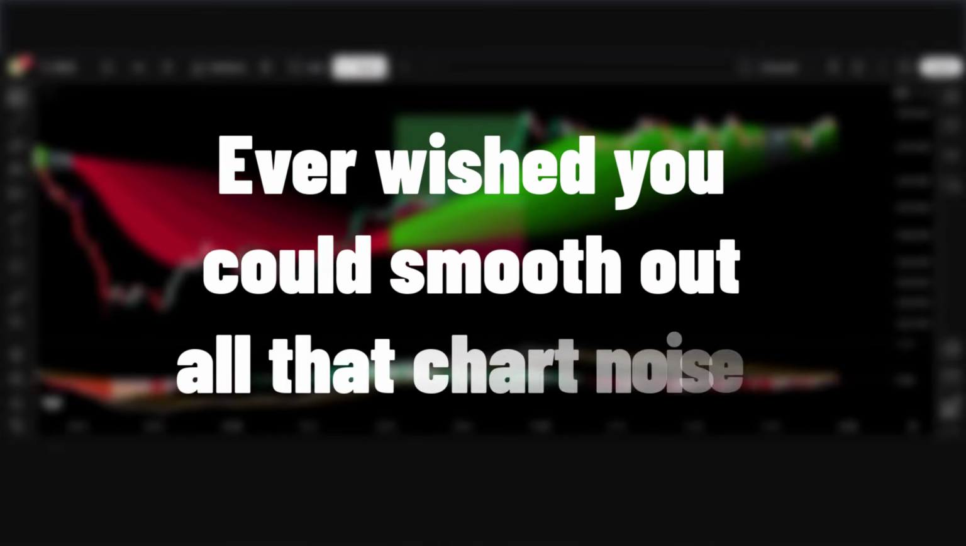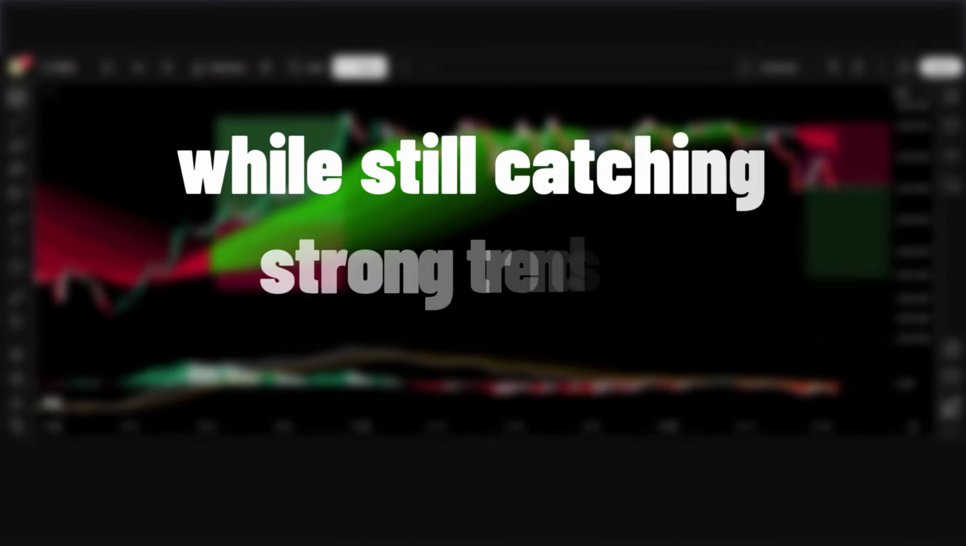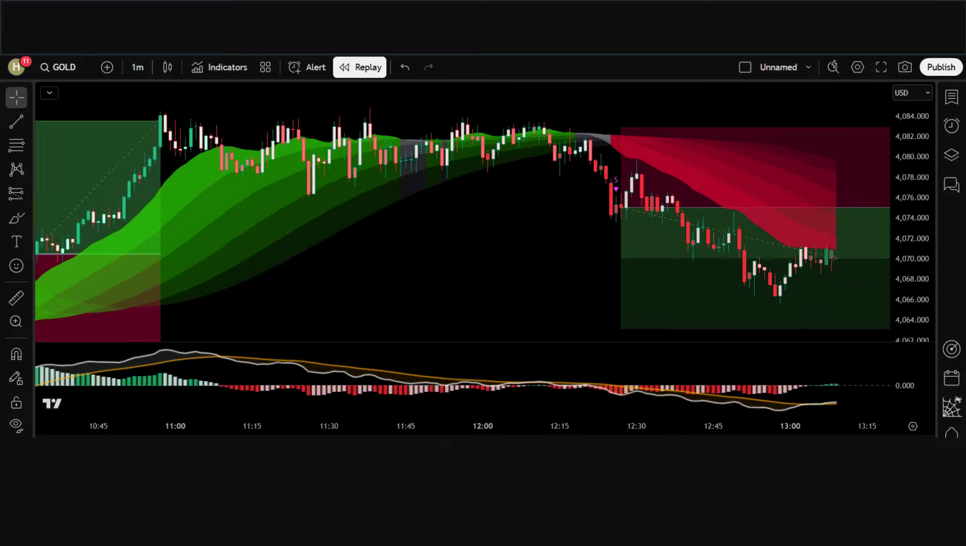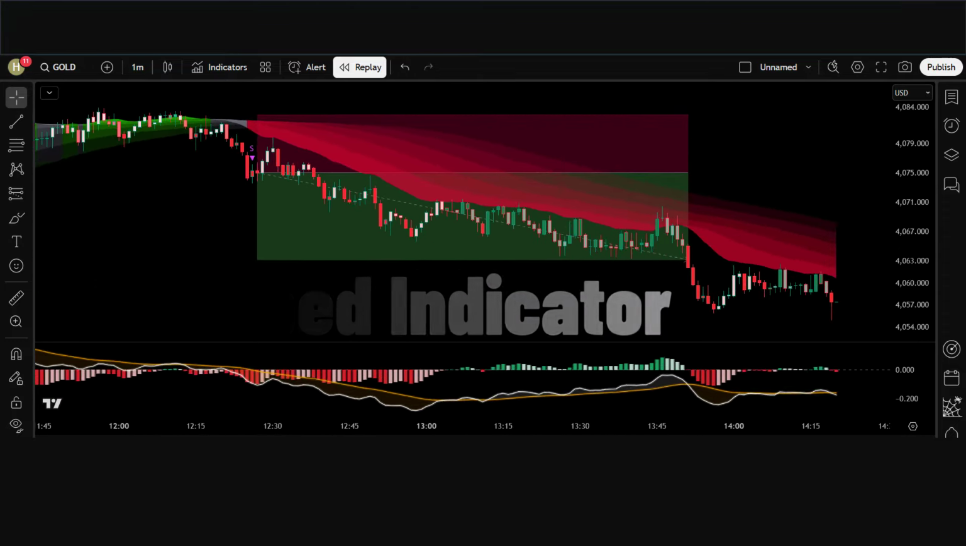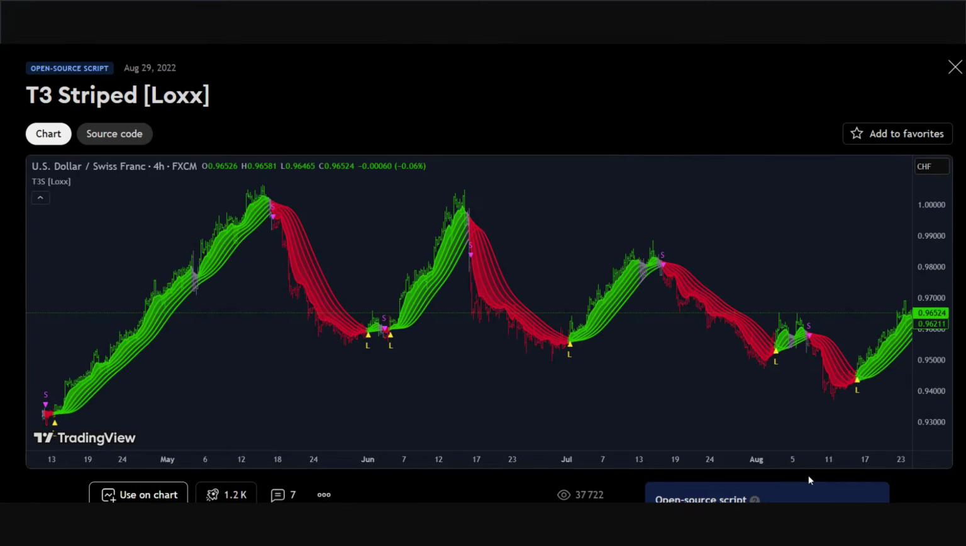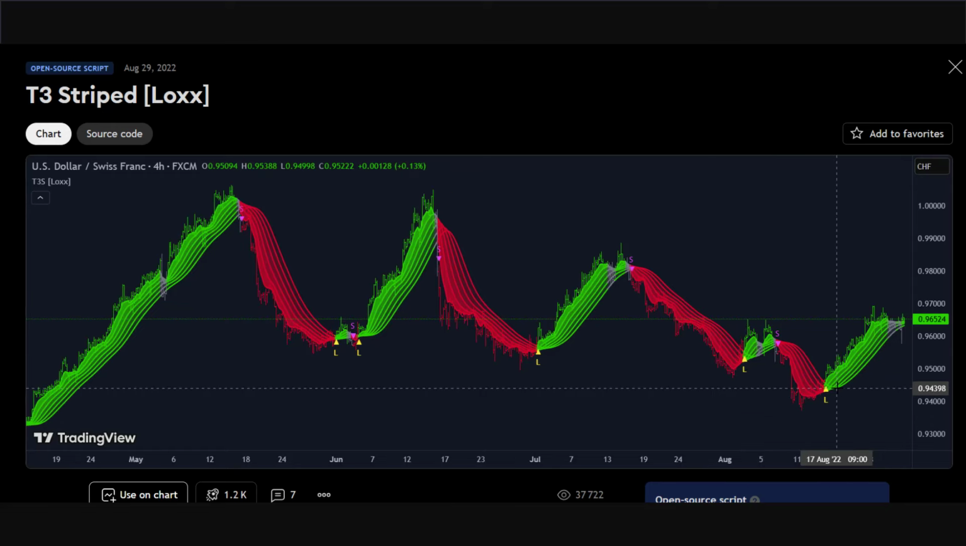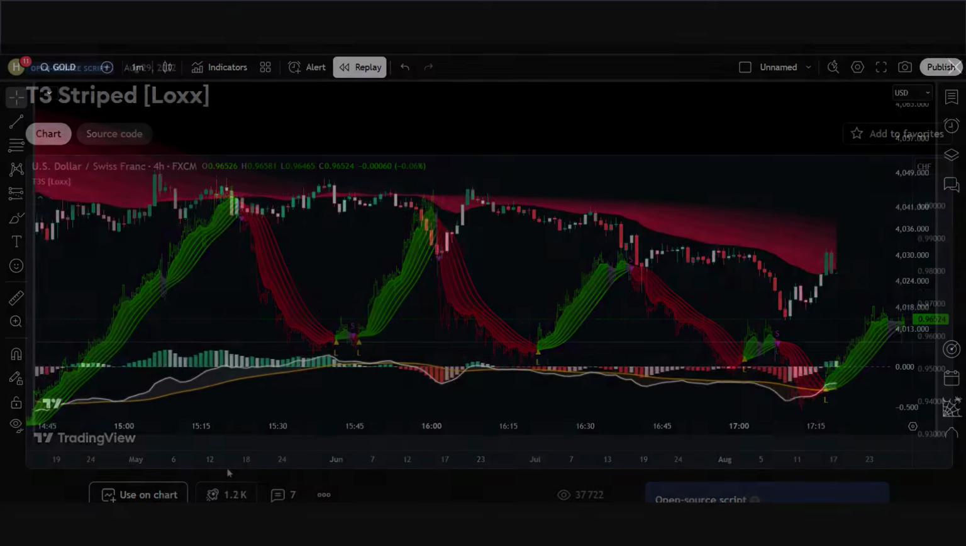Ever wished you could smooth out all that chart noise while still catching strong trends early? That's exactly what the T3 striped indicator on TradingView is designed to do. This tool takes the classic T3 moving average and enhances it with a striped visual layout, making it super easy to spot momentum shifts and trend direction right on your chart.